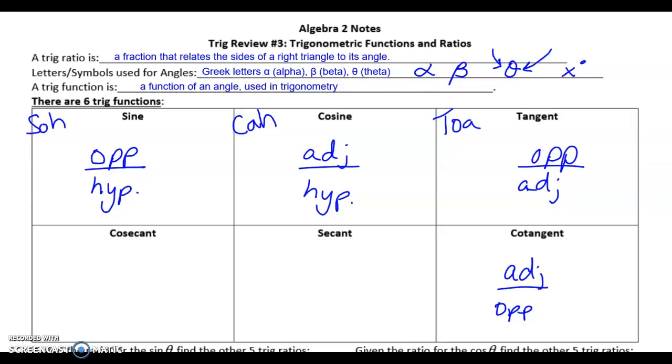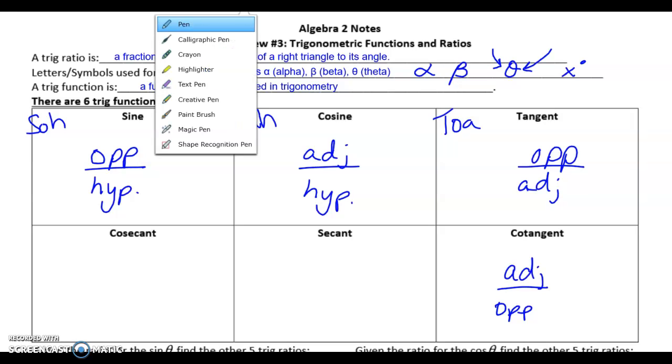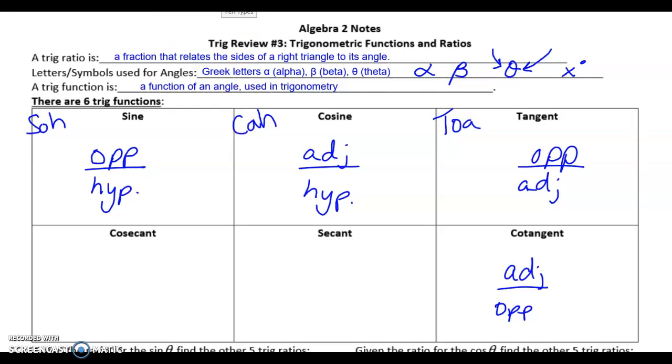Algebra 2 notes, trig review number 3. So there are 6 trig functions, and so far we've just learned about sine, cosine, and tangent. We're going to look at their reciprocal functions.